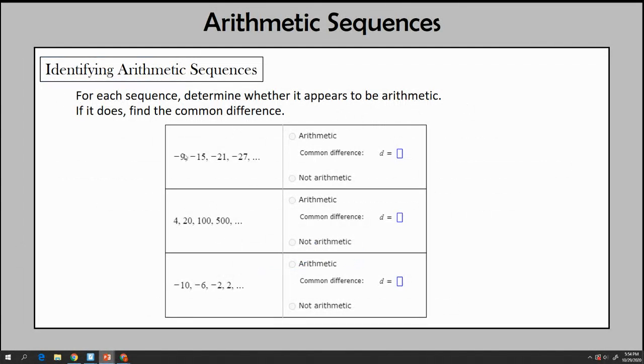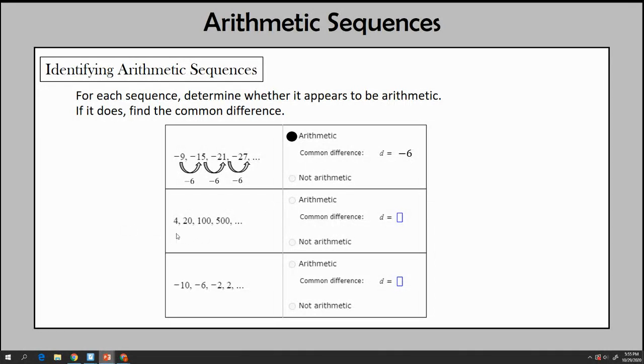Okay, so one type of question you'll get tonight is this. For each sequence, determine whether it appears to be arithmetic. If it does, find the common difference. Looking at the first one, negative 9, negative 15, negative 21, negative 27, is this one changing at a common rate every time? Negative 9 minus 6 is negative 15. Negative 15 minus 6 is negative 21. Negative 21 minus 6 is negative 27. So this sequence is arithmetic, and the common difference, that d, is negative 6.